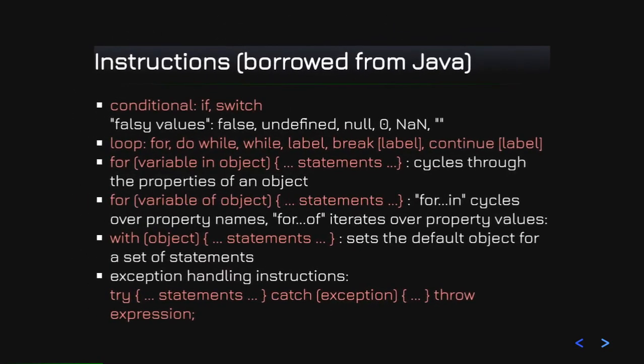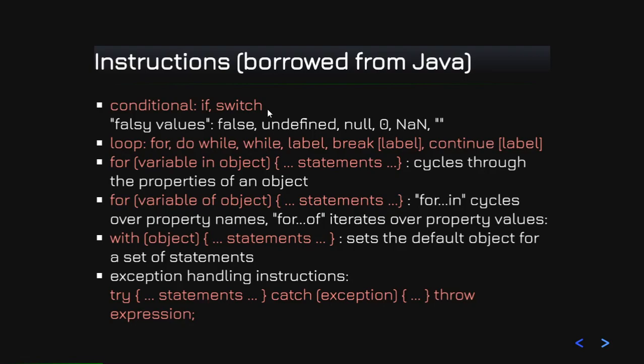Moving on to instructions. So far we've talked about the literals, the constant values that we can use in the JavaScript language. Then we've talked about variables declared with let or var or without any keyword. Then we've talked about declaring constants. Then we've talked about the operators that we can apply on JavaScript objects. And now we will talk about instructions.